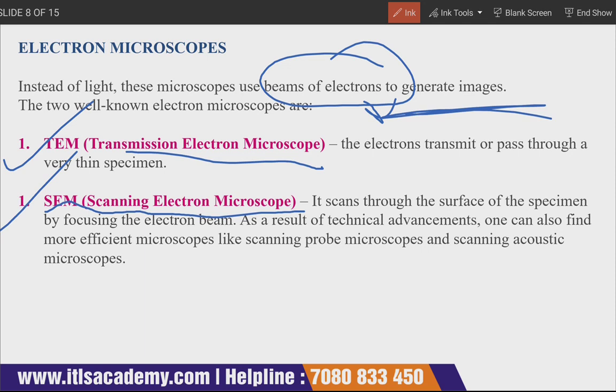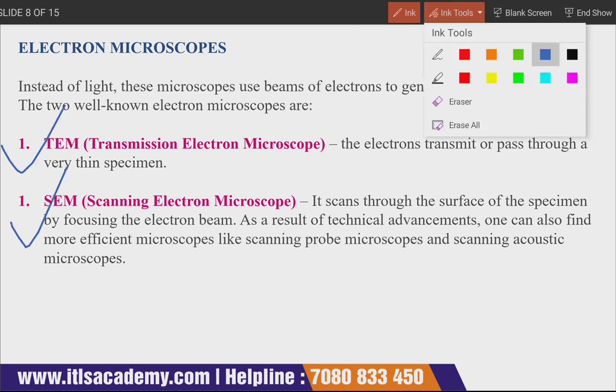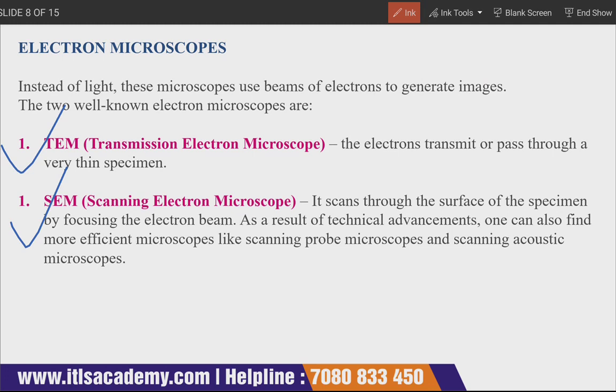So basically, electron microscopes are divided into two types, that is TEM and SEM. TEM is a transmission electron microscope, and SEM is a scanning electron microscope. In TEM, the electrons transmit or pass through a very thin specimen. What do they do? They pass through a very thin specimen.